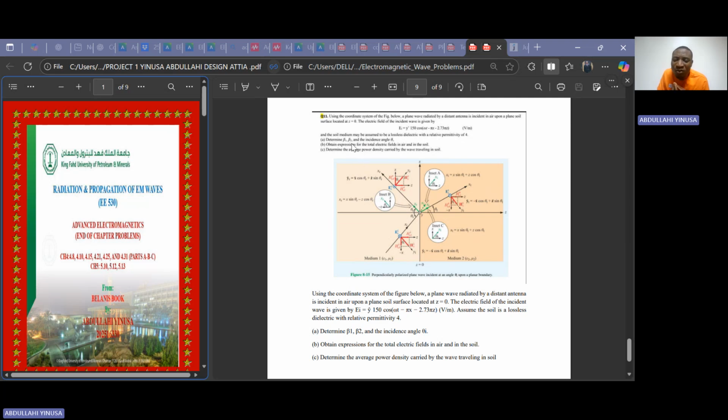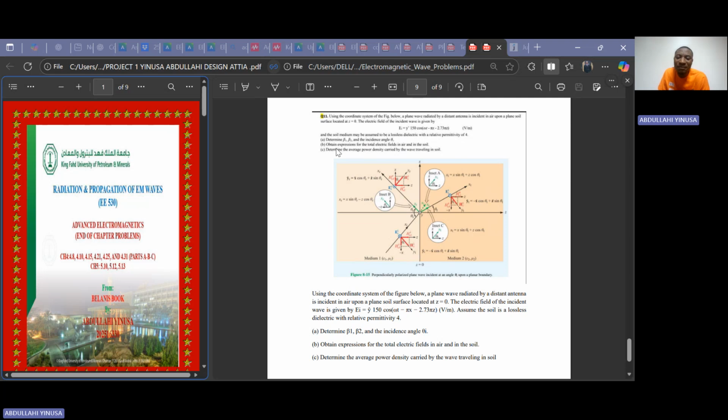So our beta 2 will now be equal to what? Beta 2 is now equal to 2 pi over wavelength, and it's going to give us this in rad per meter. Then the incidence wave. We are going to calculate the incidence angle theta, which is the magnitude along the x axis over the magnitude along the z axis. Don't forget vertical over horizontal. From there, we are going to get our incident angle theta.